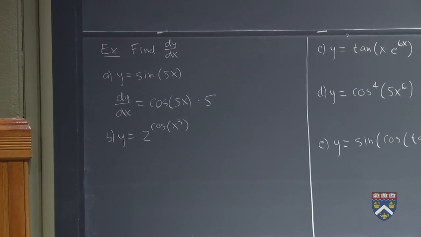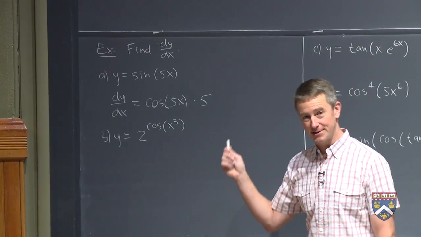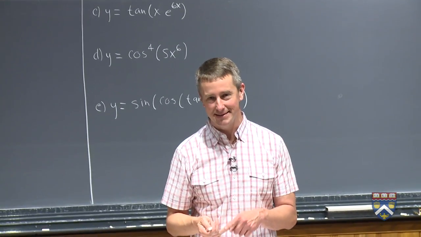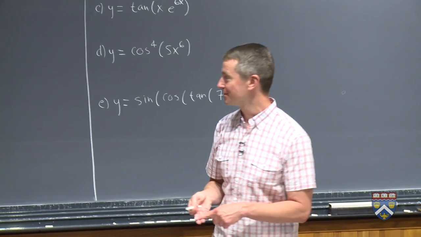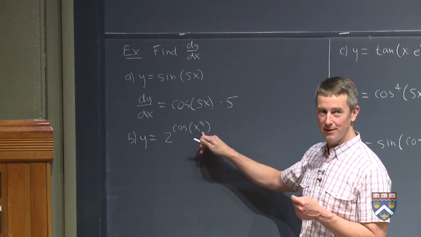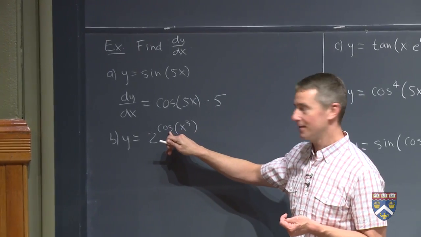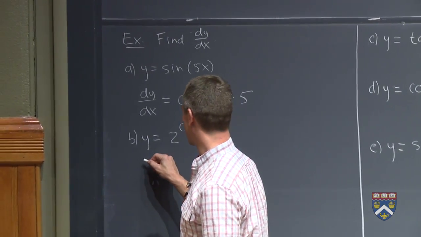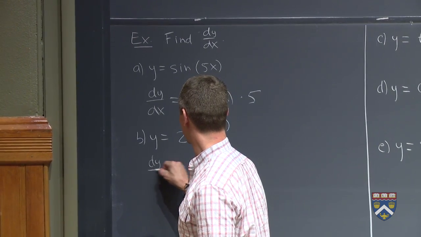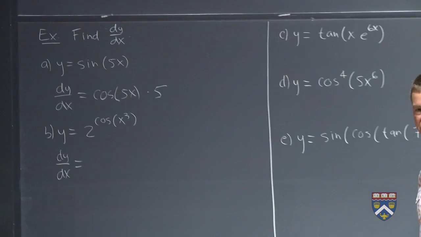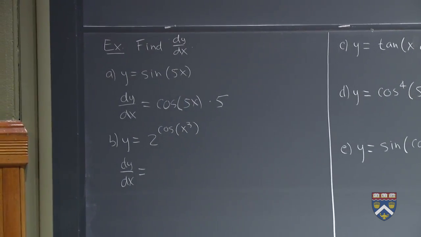Let's move on to this next one. What's the novelty of this? This is a double chain rule, right? You have a function inside of another function. So the innermost function is what? X cubed. The middle function is cosine. The outermost function is the exponential function. So let's figure out what the derivative of this is. You'll notice we've always been starting with the outermost function. That's how I think is the easiest way to do it.